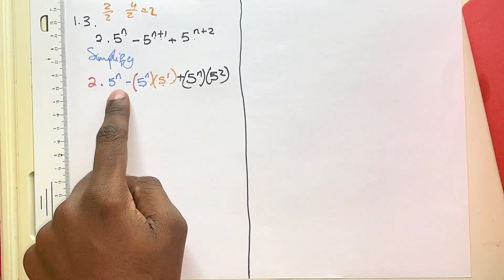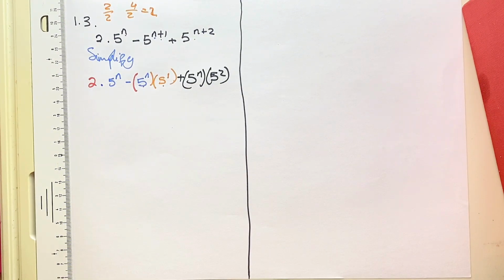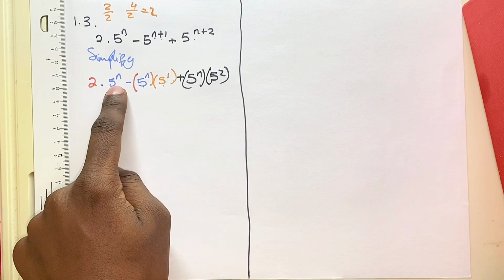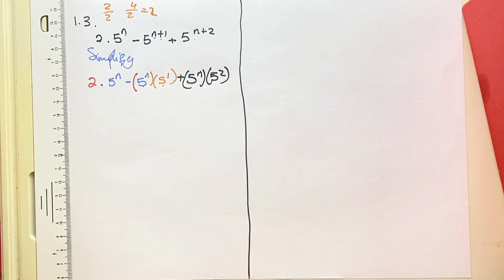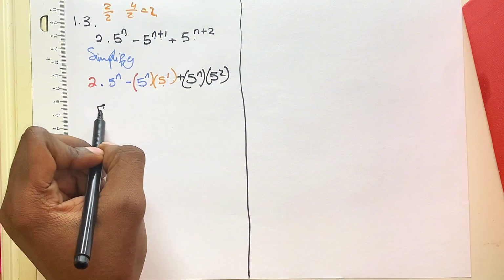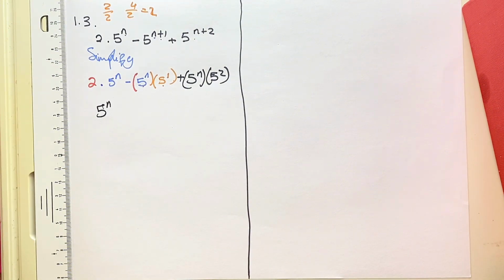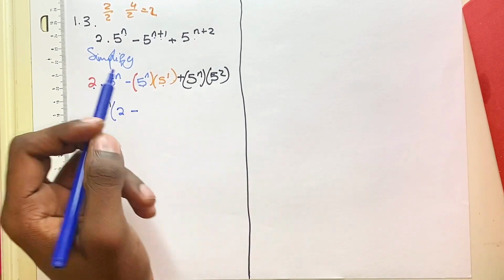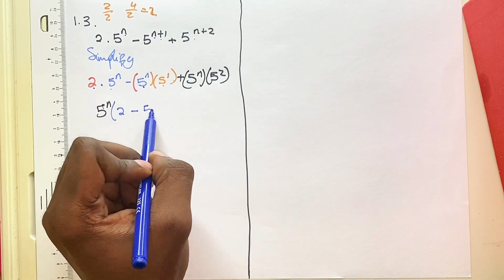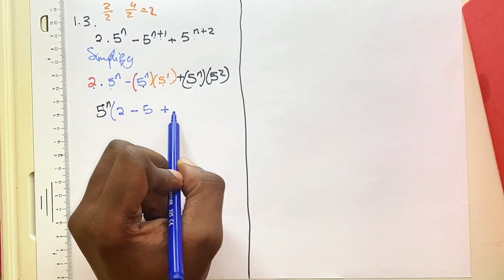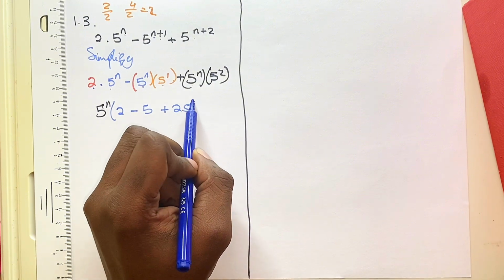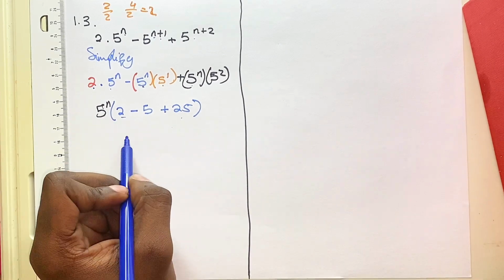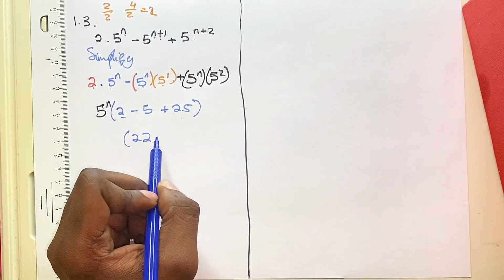Now you notice that in all these terms, we can take out a common factor. They all have 5 to the power n. Now we take out 5 to the power n as a common factor. What are we left with inside? Here, if you take 5 to the power n, we'll be left with 2. Minus, if we take 5 to the power n here, we'll be left with 5. Plus, if we take 5 to the power n here, we'll be left with 25. Now, if you simplify what's inside there, you'll see that you will have 22.